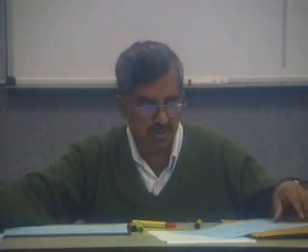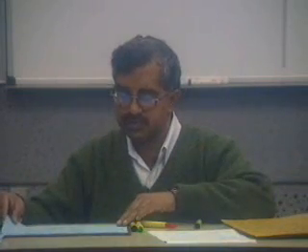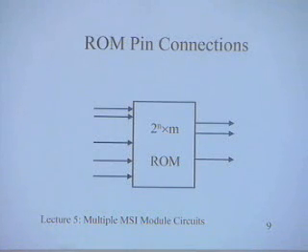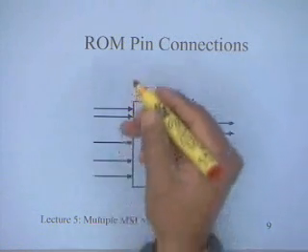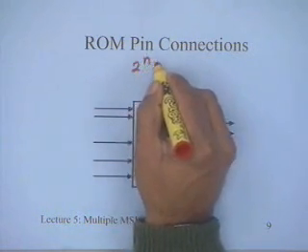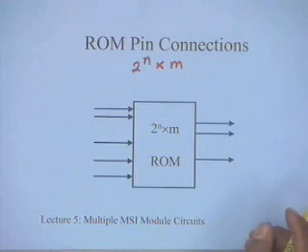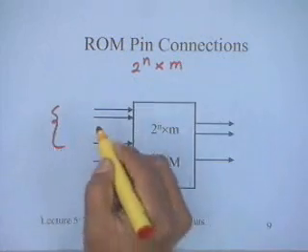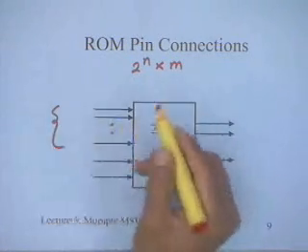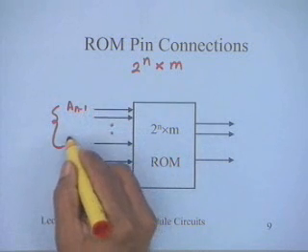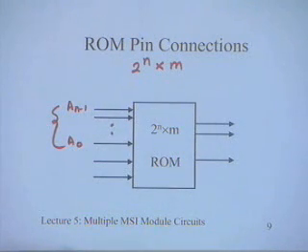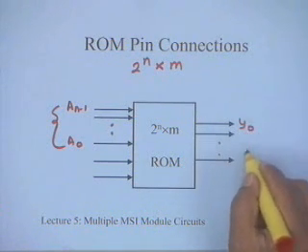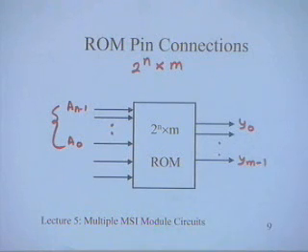So now let's talk about the ROM itself. ROM is a fairly important component, and similarly RAMs, which we will talk about, are very similar, so that's why we discuss this. I am showing you all the pins of a 2 raised to the power n into m ROM. 2 raised to the power n implies that there are n address lines, an minus 1 to a0, and m output lines, y0 to ym minus 1.